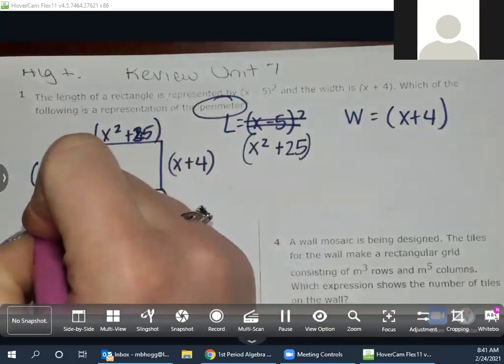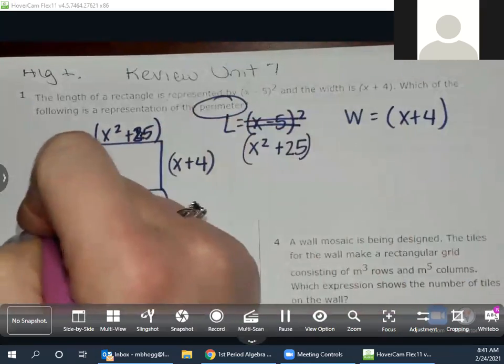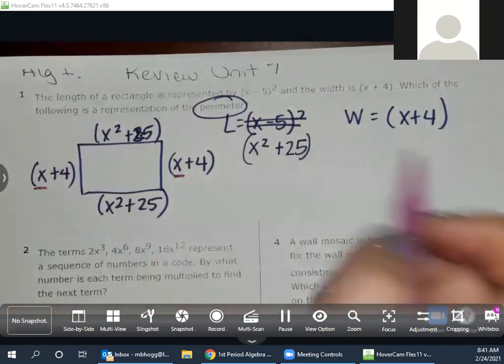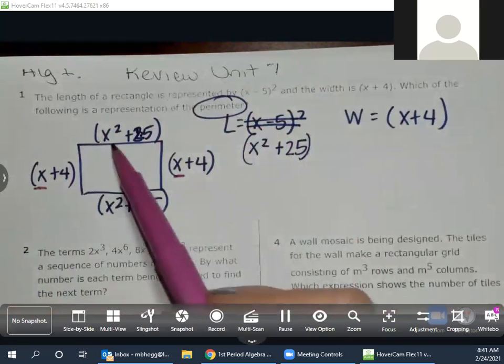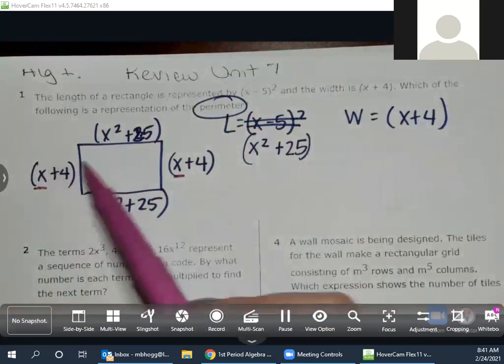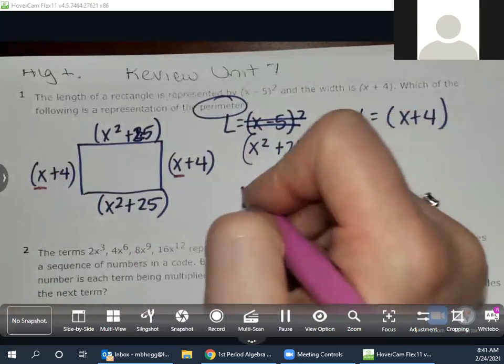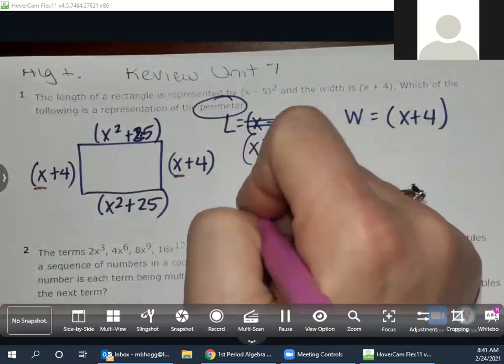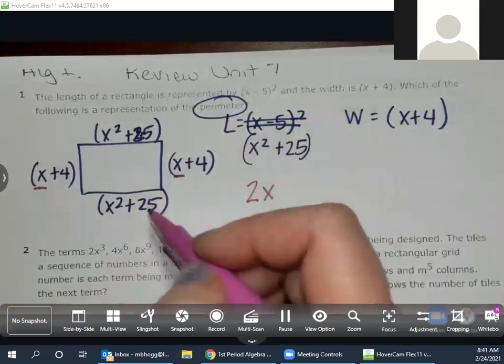So we have to look at all of our x's. We have an x here and an x here. We can't add the x squareds to them because those are different terms. Only the regular x's. So we have a total of two x's.